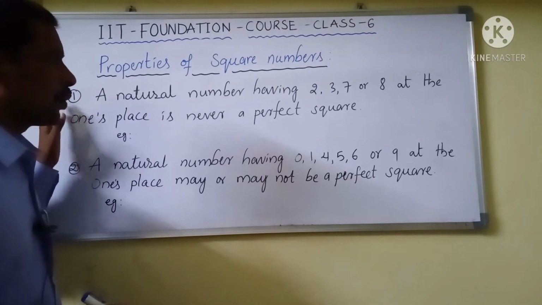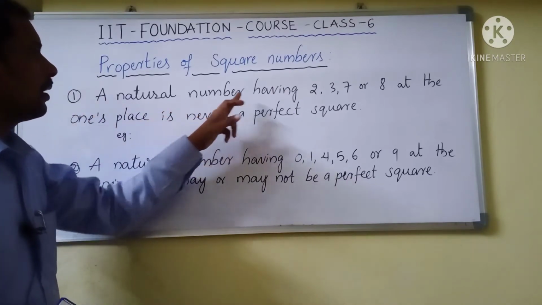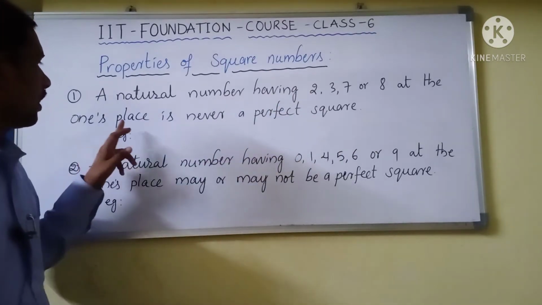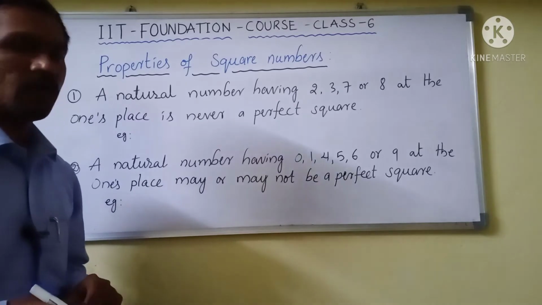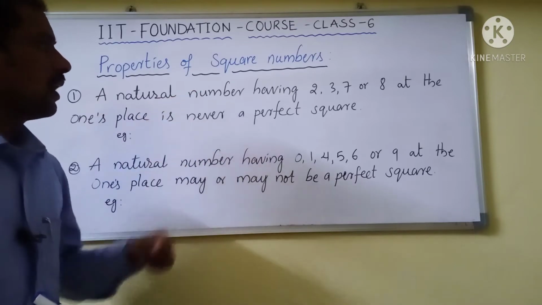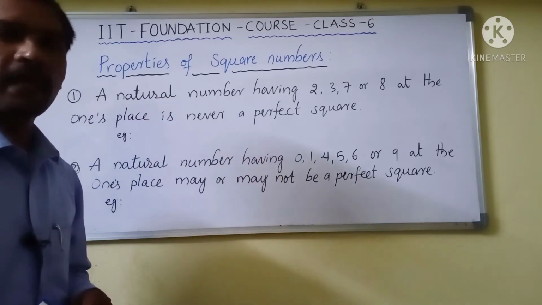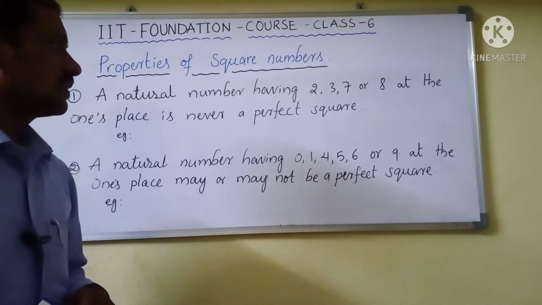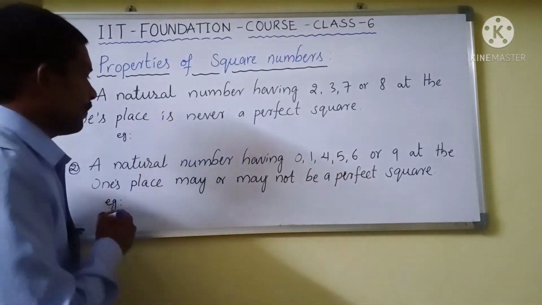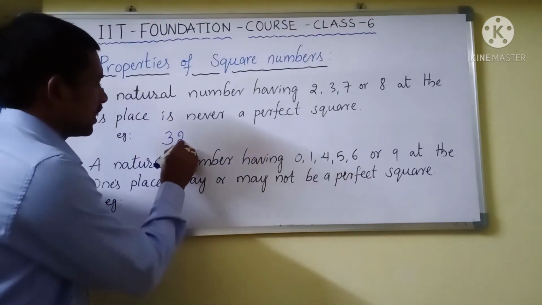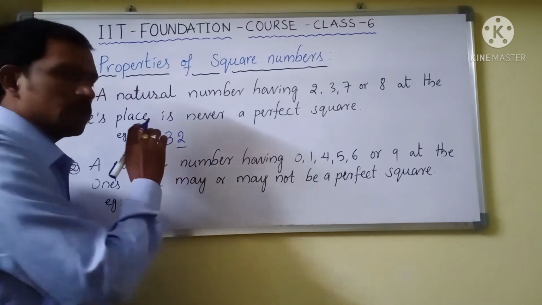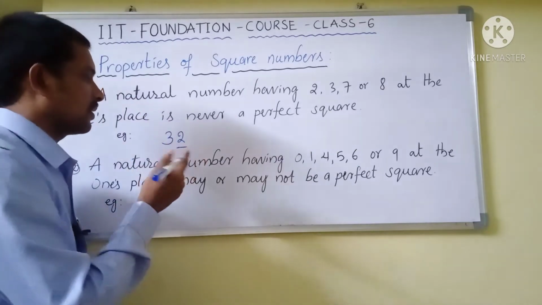Property number 1: a natural number having 2, 3, 7 or 8 at the ones place is never a perfect square. Once again, a natural number having 2, 3, 7 or 8 at the ones place is never a perfect square. For example, 32. Any number ending with 2 at the ones place is never a perfect square.